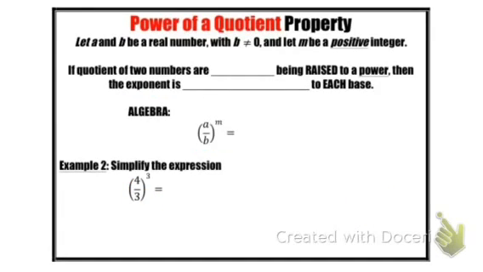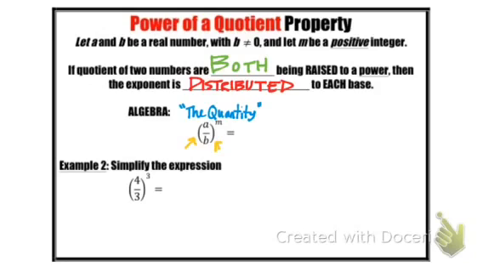Alright, the last property for today is called the power of a quotient property. If the quotient of two numbers is being raised to a power, then the exponent is distributed to each base. So in algebra, we have a divided by b, the quantity, and that entire quantity is being raised to the m. So we're going to distribute that m to both the a and the b. So I'll have a to the m divided by b to the m.